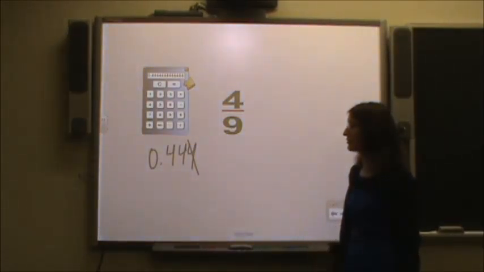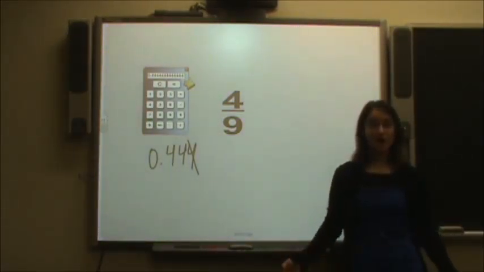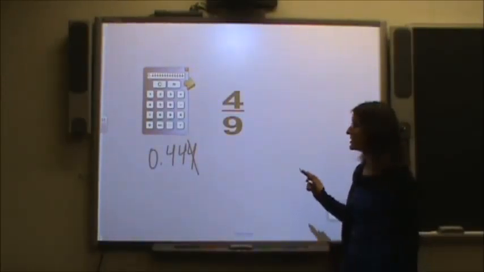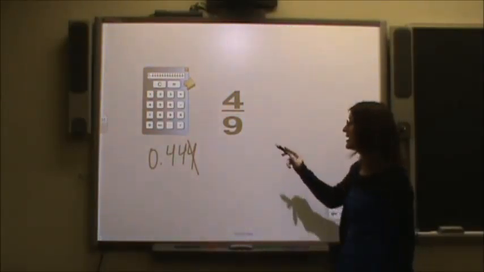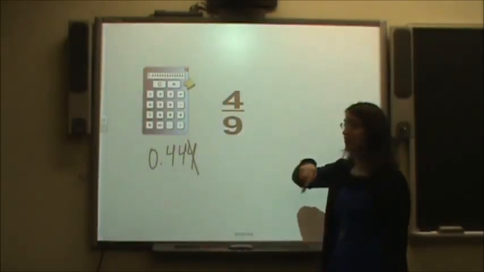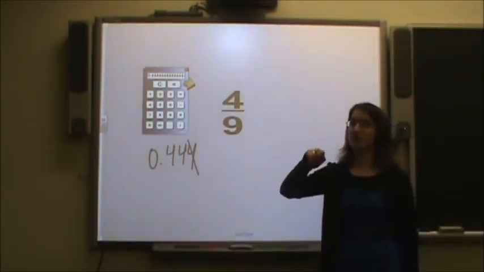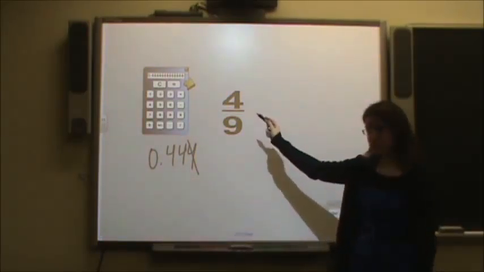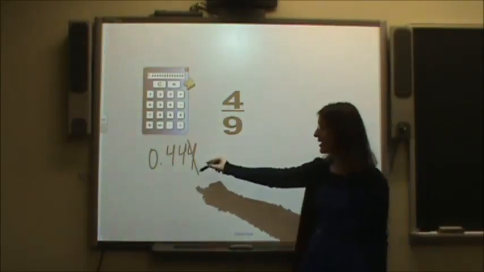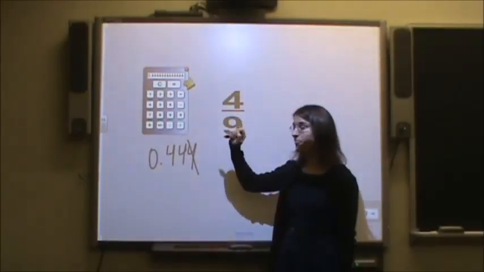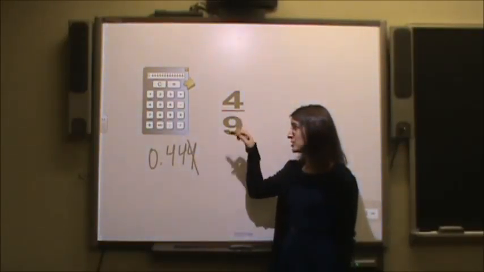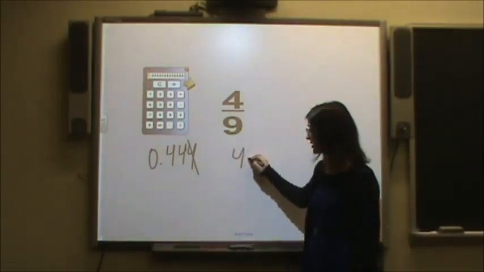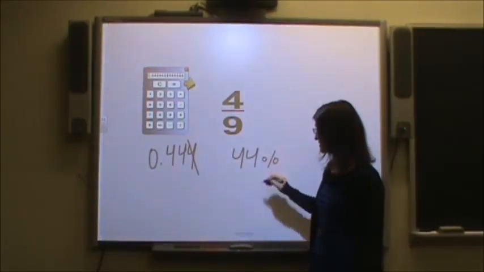So I have 0.44, or 44 hundredths. We know how to make a decimal into a percentage easily. So instead of going the route of making the denominator 100 and converting a fraction to a percent, I am actually turning my fraction, which is less than a whole, into a decimal by dividing the numerator by the denominator, and then I can easily say 44%.